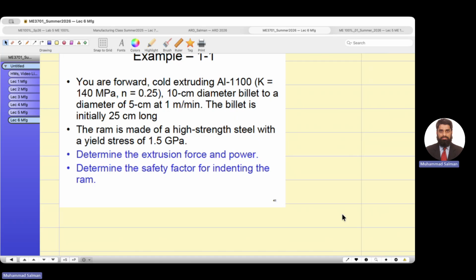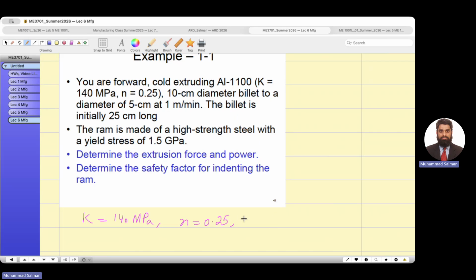Okay, let's do this problem. You are forward cold extruding aluminum 1100 where the strength coefficient is given. So the K value is 140 megapascal, n equals 0.25, and the initial diameter is 10 centimeters.